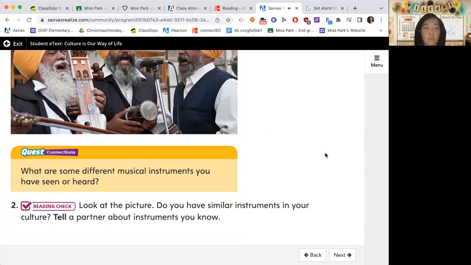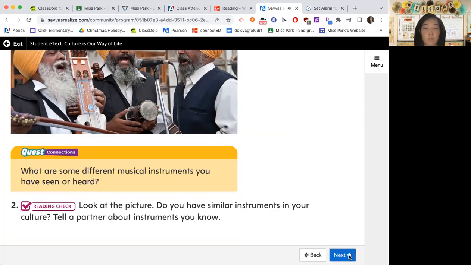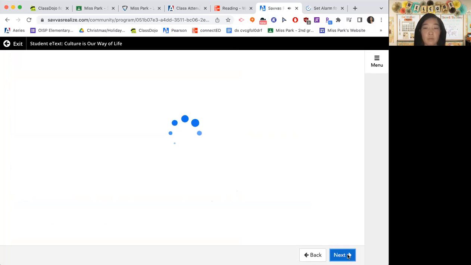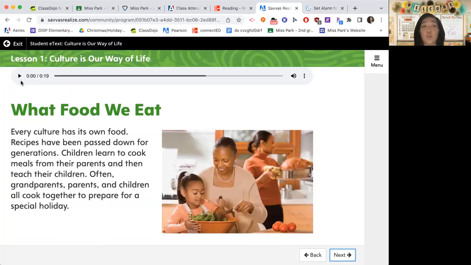Quest connections. What are some different musical instruments you have seen or heard? Reading check 2. Look at the picture. Do you have similar instruments in your culture? Tell a partner about instruments you know. We already answered these questions yesterday, so if you want to review, you can always watch yesterday's video.